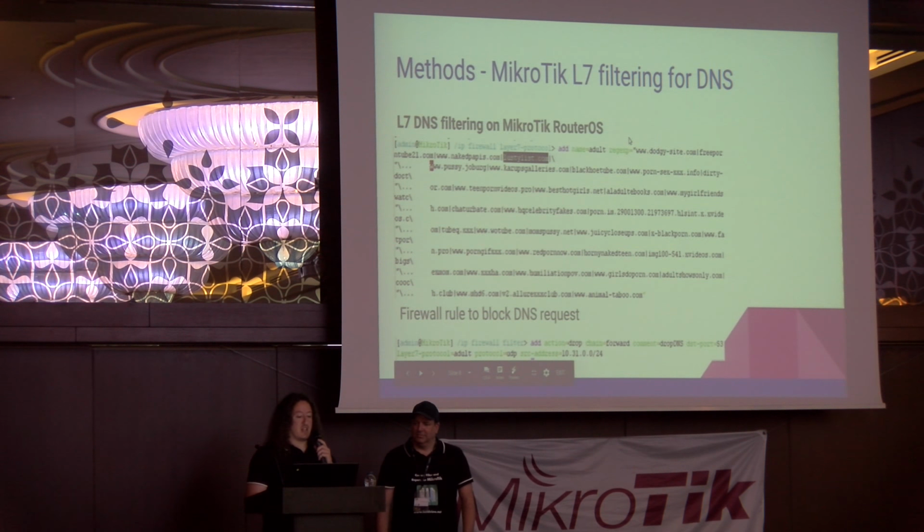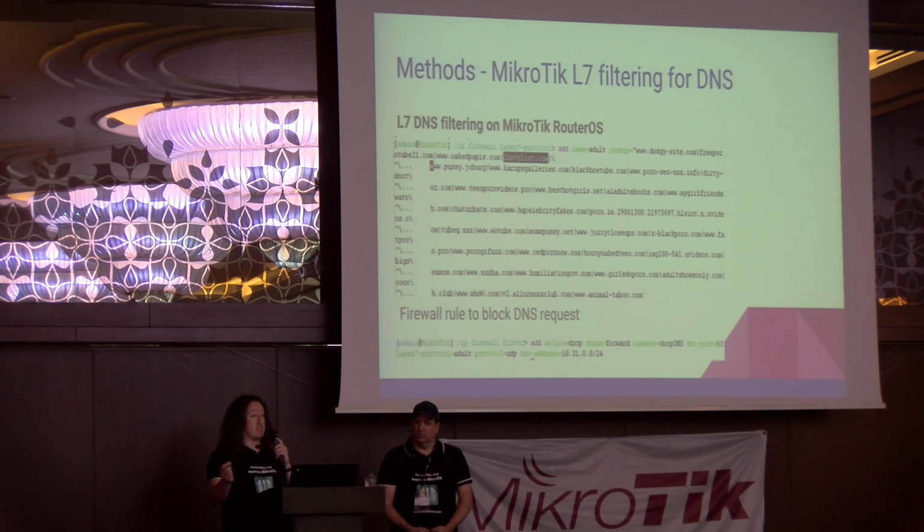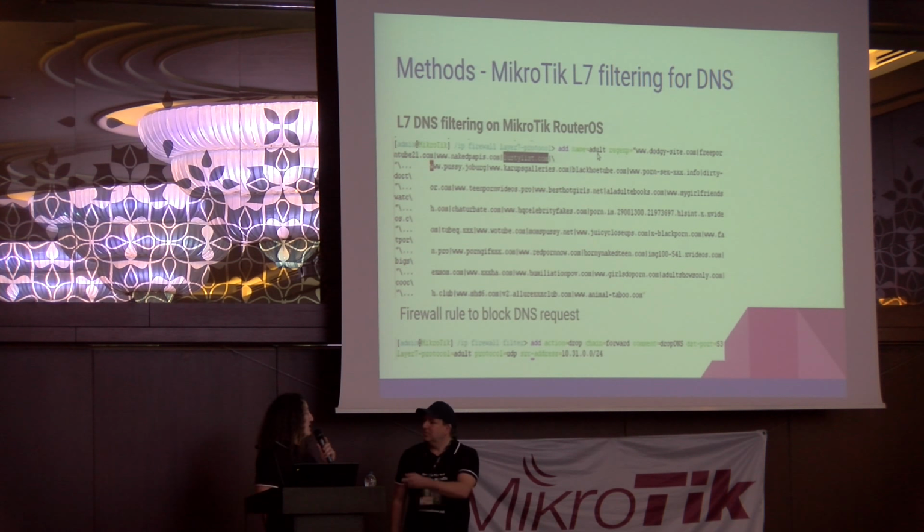So, layer 7 DNS filtering on the Mikrotik. The previous one addressed packets going through the Mikrotik. Now we're addressing filtering based on DNS for regular expression. Now we can do a similar kind of thing. You'll see we create a new list called adult, and that's another regular expression.